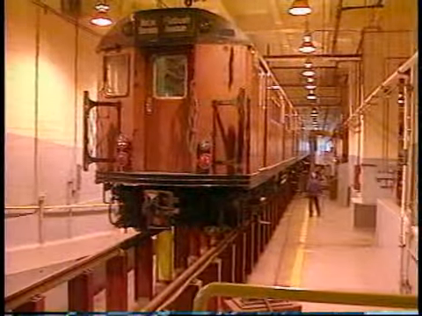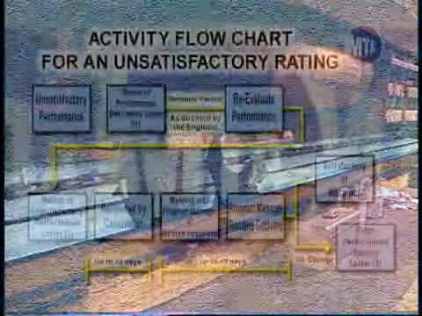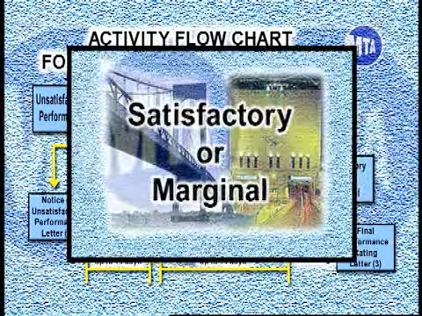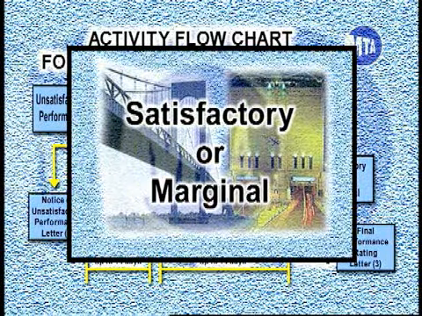An interim less than satisfactory evaluation by any MTA agency will be considered significant adverse information and will prevent a contractor from getting a new contract until he improves to a marginal or satisfactory rating.